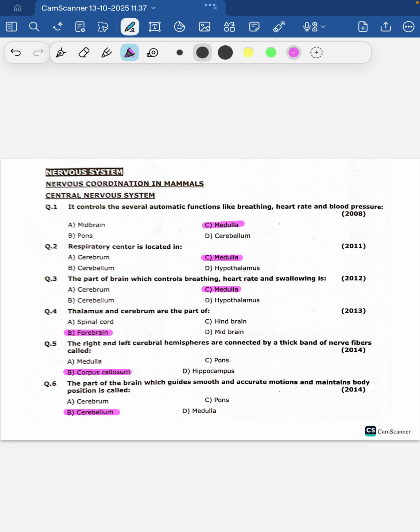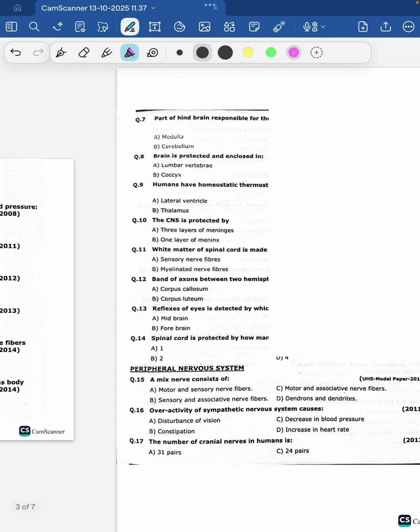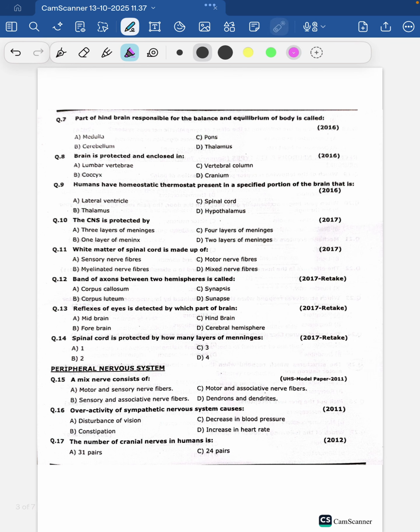And just remember that cerebellum is most developed in, the answer will be birds. Even if we ask midbrain is most developed in, again the answer will be birds. So midbrain and cerebellum are most developed parts in which animals? The answer will be birds. Okay. Next. Question number 7. If we talk about 7, the part of hindbrain responsible for the balance and equilibrium, you know very well, that is cerebellum.